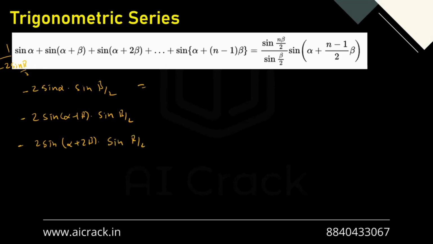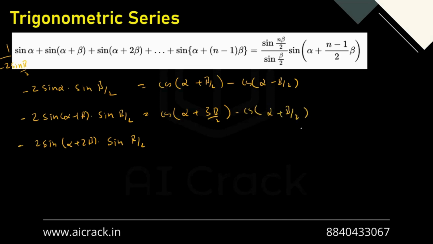Now this is of the format minus 2 sine A sine B. That would give me cos of A minus B minus cos of A plus B, that is cos of alpha minus beta by 2 minus cos of alpha plus beta by 2, right? This term would become cos of alpha plus beta by 2 minus cos of alpha plus 3 beta by 2. Now we can see that the diagonal terms are getting cancelled out. This term becomes cos of alpha plus 3 beta by 2 minus cos of alpha plus 5 beta by 2.